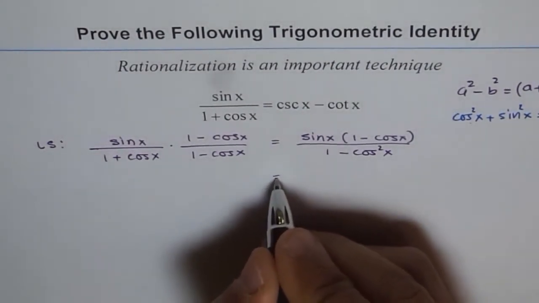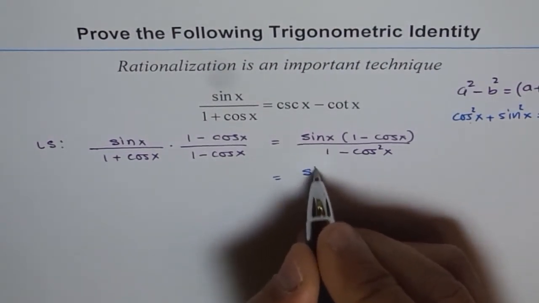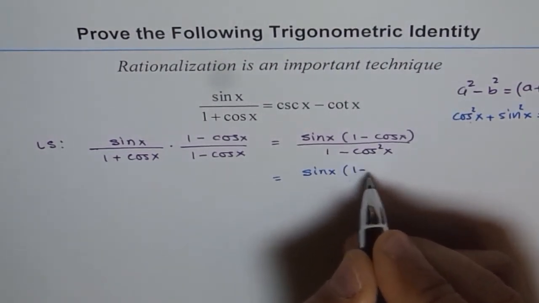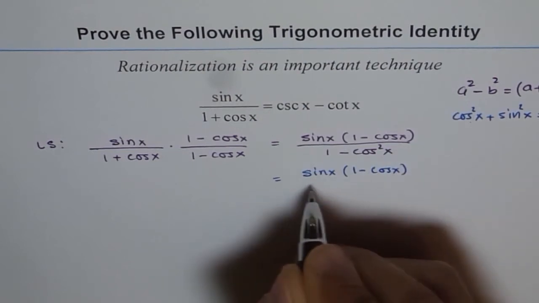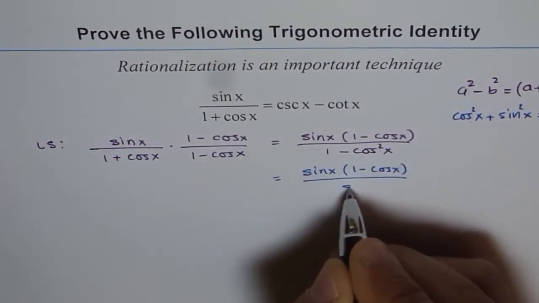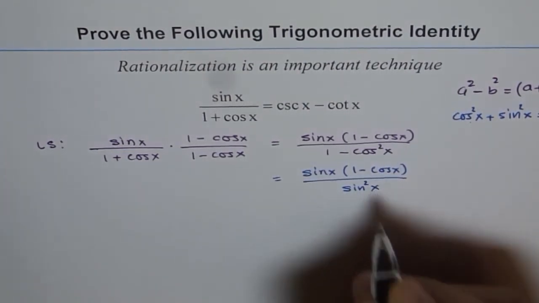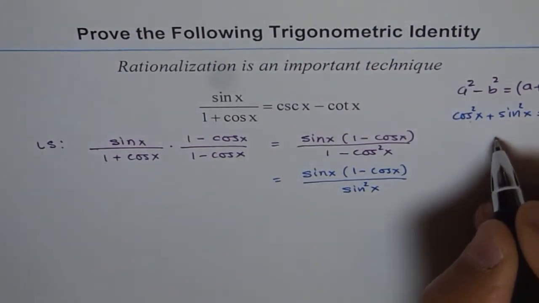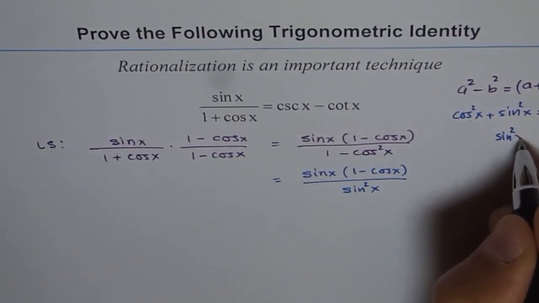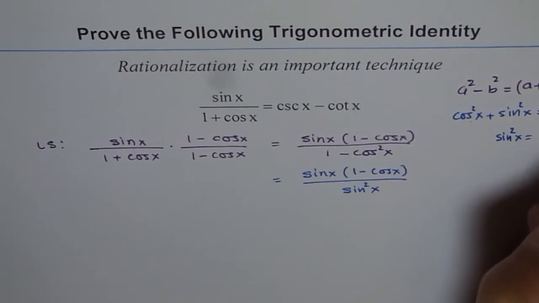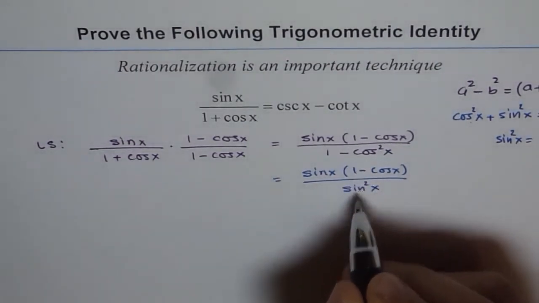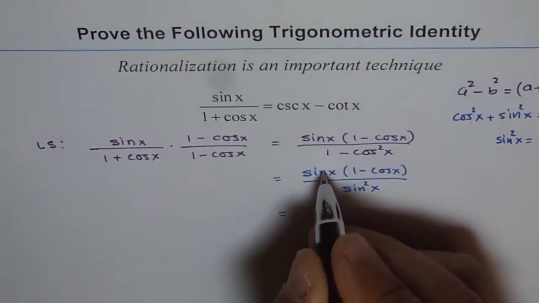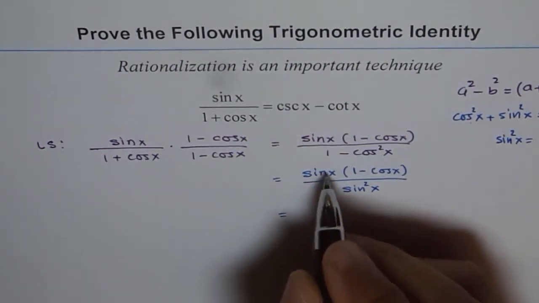So we can write this as equal to sin x times 1 minus cos x over sin square x. We get it from here, right? Sin square x is 1 minus cos square x. So we substituted 1 minus cos square x with sin square x, correct? Now we can cancel out one of the sines, right?